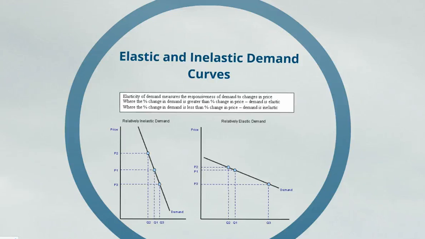Now we have two different types of demand curves when we're talking about elastic and inelastic goods. The curve on the left is inelastic demand. It's a very steep demand curve. When the price changes a little bit, the quantity demanded changes very little. And then the opposite of that is the elastic demand curve on the right. That one is a much gentler demand curve, and when the price changes, the quantity demanded changes a great deal.